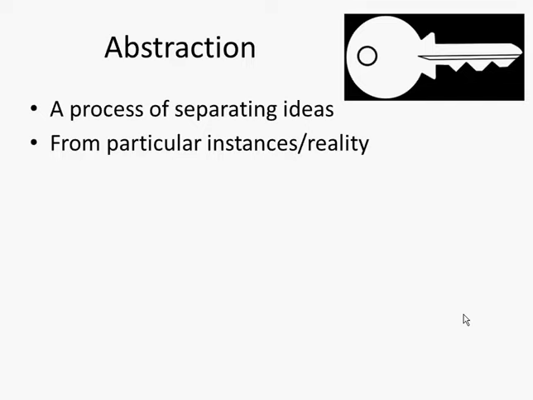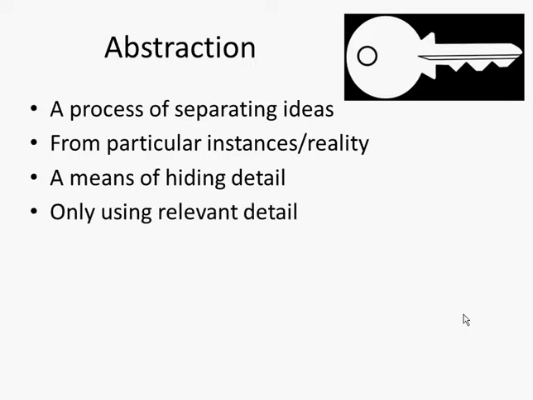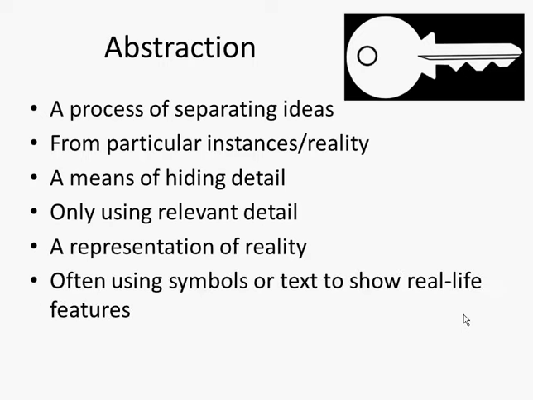Key terms for your exam to do with abstraction. Things that you would want to write down if you've got a question to try and describe it, define it. A process of separating ideas from particular instances or reality. Separating ideas from reality. A means of hiding detail. Only using relevant detail. A representation of reality, often using symbols or text to show real-life features. Irrelevant features are left out.